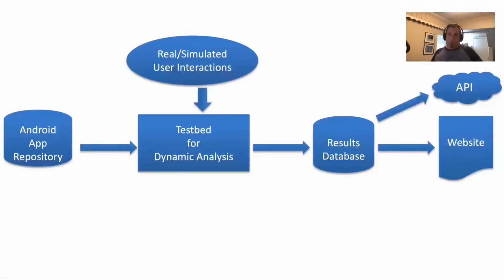And this is all part of a whole pipeline. So we have, at the heart, the test bed, which is basically just phones running our custom build of Android with all of the instrumentation. We feed it apps from an app repository that we're maintaining, and then we feed that both simulated user actions and real user actions, which I'm going to get to in a little bit. That goes into a results database, which basically shows what data was accessed by apps and what host names received it. And then we post that online.